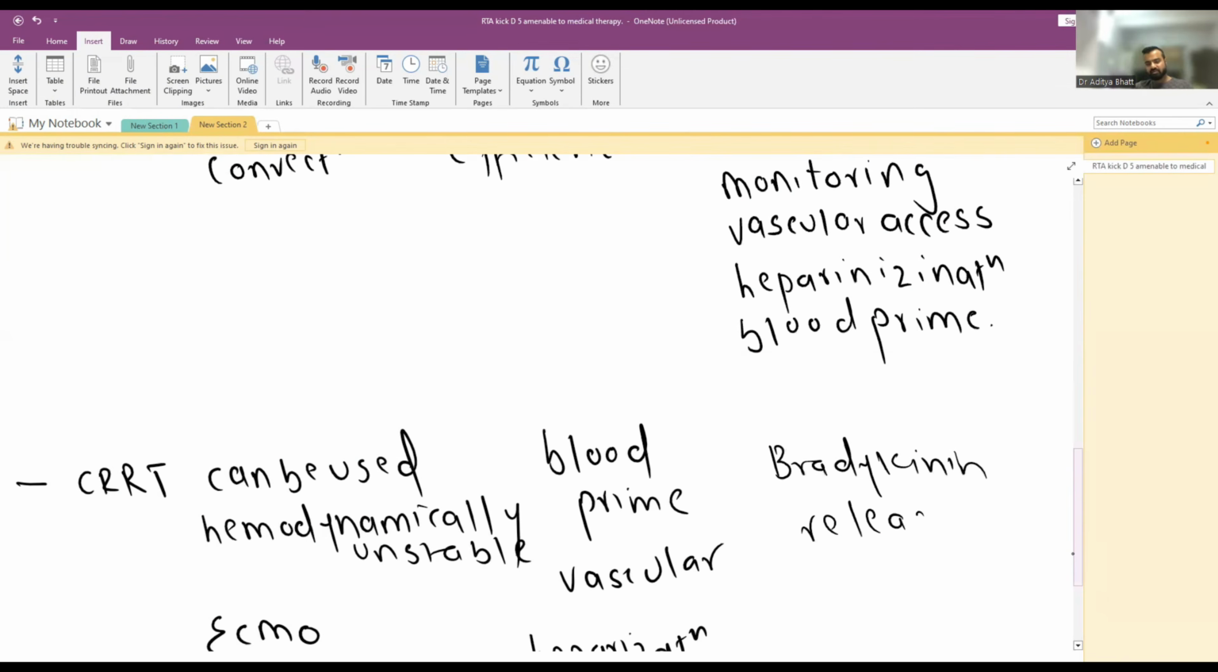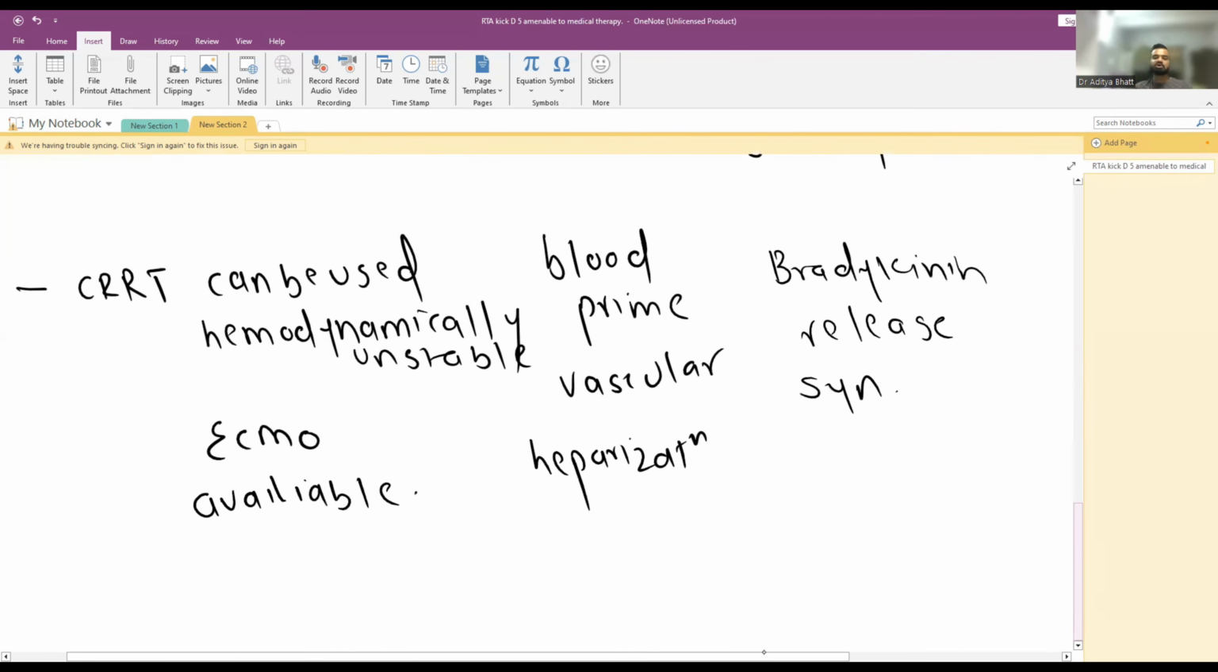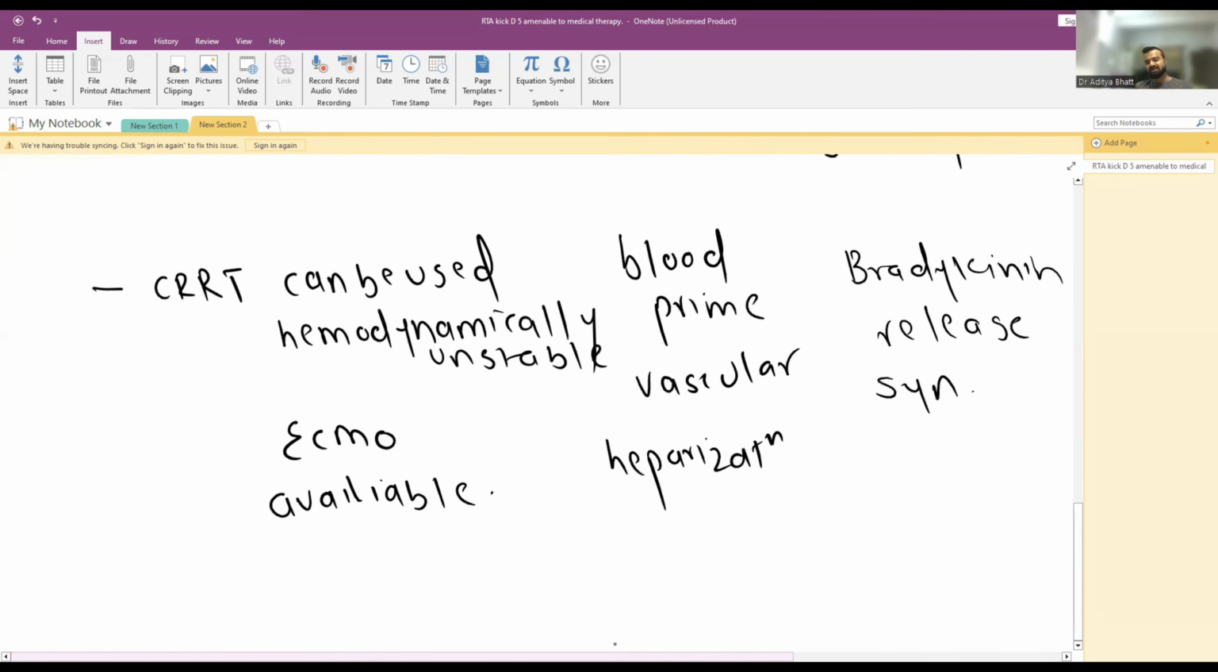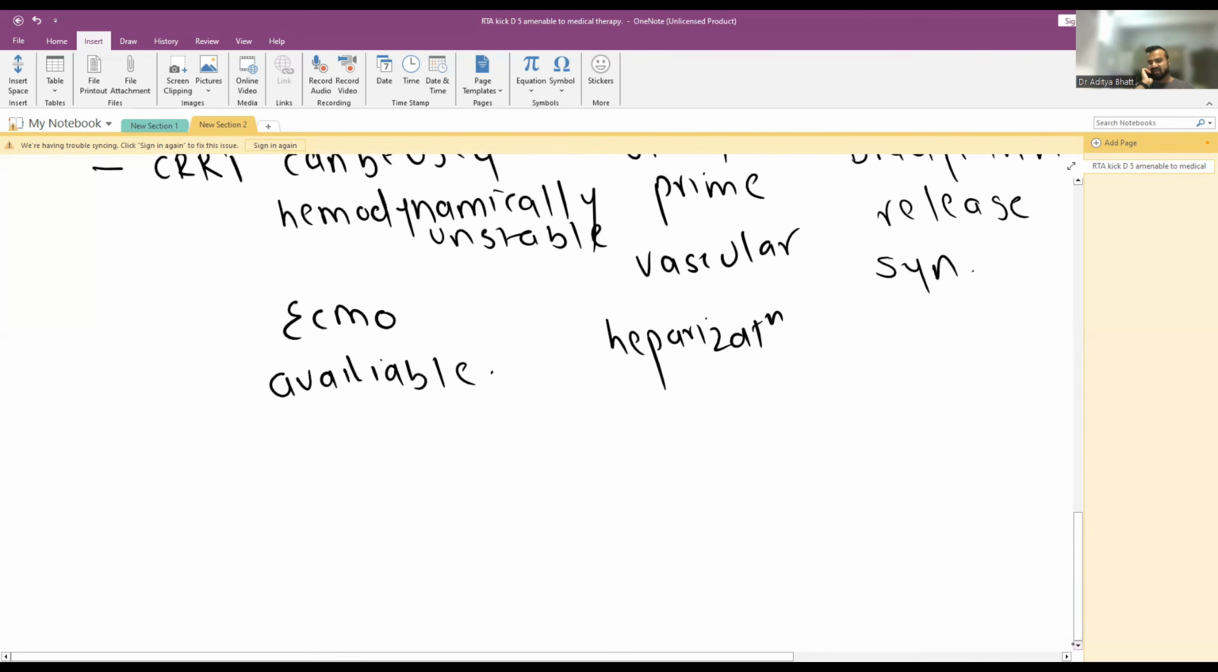Initially what happened was that the blood prime that was used was severely acidotic. This reacted with the CRRT filter, and it led to a huge increase in bradykinin, leading to a Redman syndrome like picture where a huge amount of histamine and bradykinin were released. The patient went into hypotension, tachyarrhythmias, and many of them died. Okay, so this was initially; now it is not commonly seen.